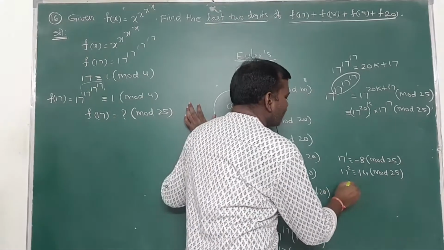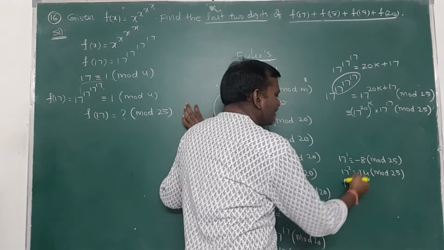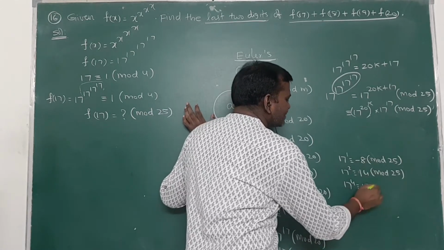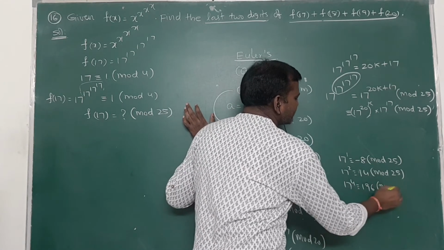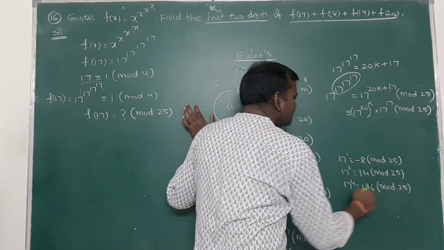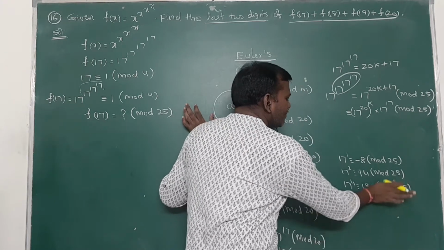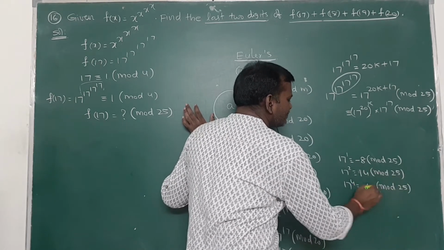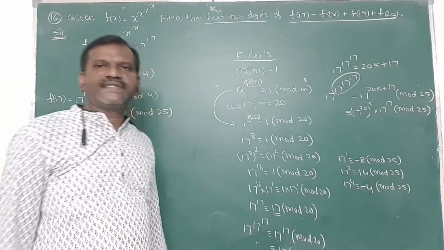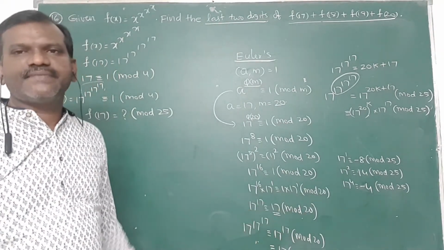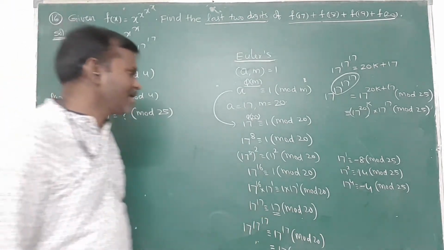So 17 power 4, if it is squared again, that means 14 square, I am getting 196. 14 14s are 196. When 196 is divided by 25, minus 4 will be the remainder. Why? Because 8 25s are 200, so 196 minus 200 is minus 4, which will be the remainder.